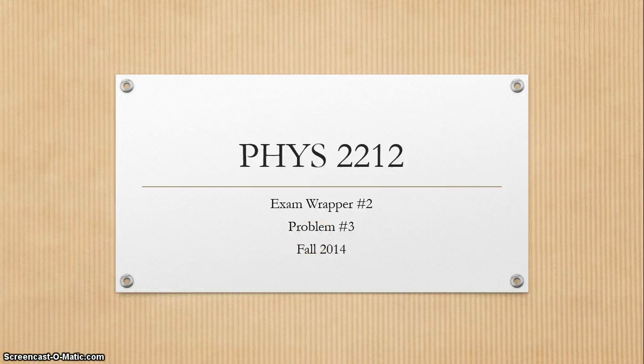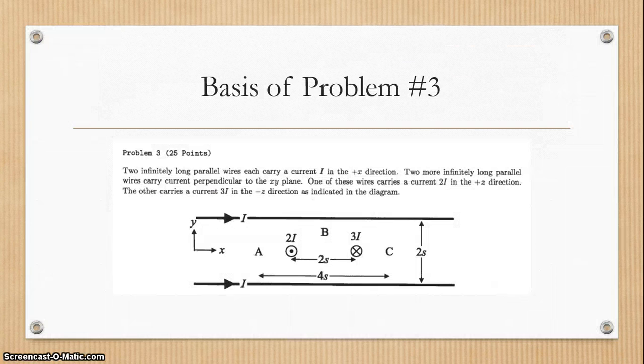The following is a presentation of Exam Wrapper 2, problem number 3 from Fall 2014's Physics 2212. And the basis of problem 3 is as follows. Two infinitely long parallel wires each carry current I in the positive x direction.